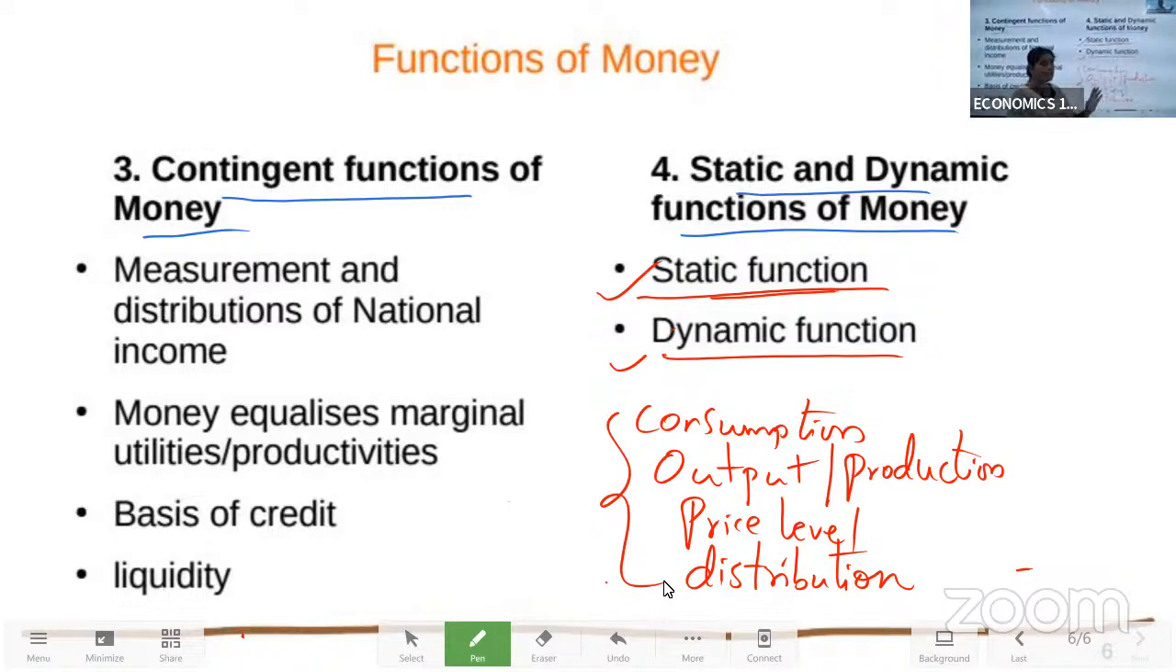So till now we completed the functions of money, which are of types: primary, secondary, contingent, and the static and dynamic functions. This is an important question for 5 marks.